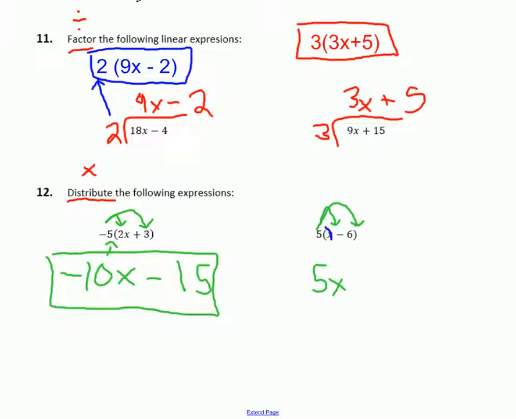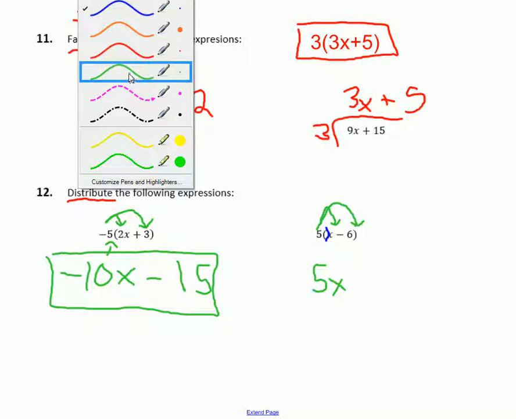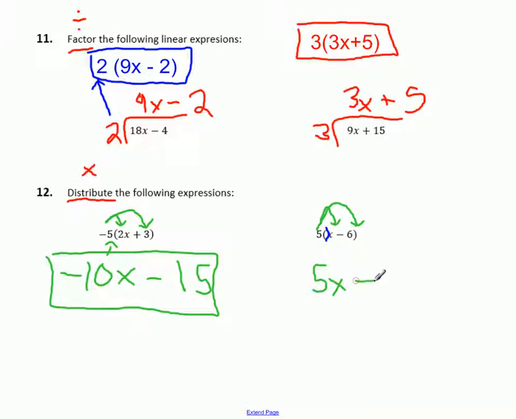Ooh, terrible. Let's try that again. Remember, there's a hidden 1 next to that x. 5 times 1x makes 5x. That's why it is 5. 5 times negative 6 is negative 30, and I am done.